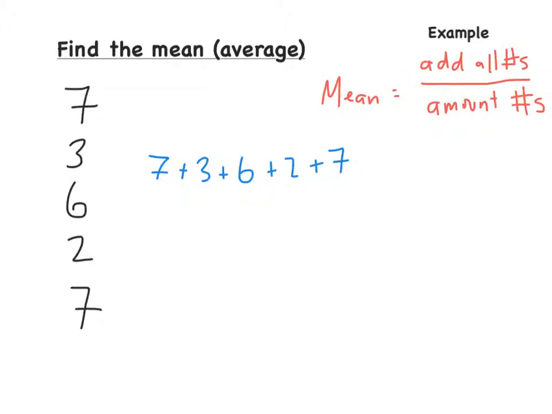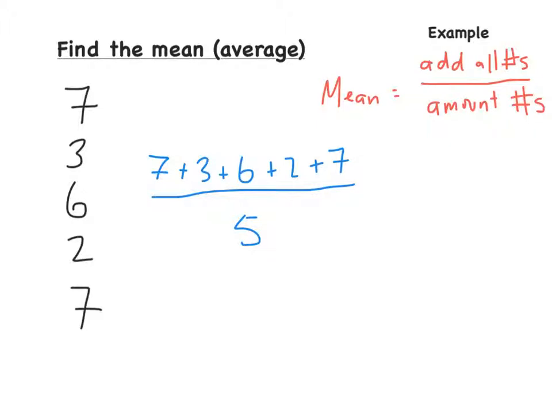Then we are going to divide by the amount of numbers that we have. So it looks like we have 1, 2, 3, 4, 5. We have 5 numbers. So this is the way that it should be set up. We have 7 plus 3 plus 6 plus 2 plus 7 all divided by 5.